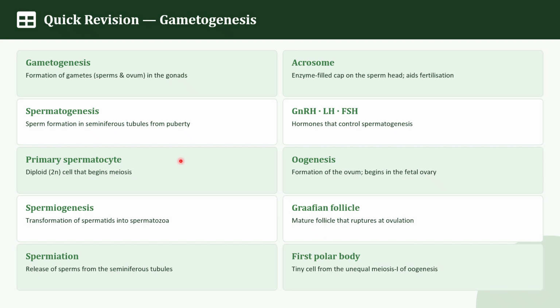So let's see a quick revision of what we saw now. What is gametogenesis? Formation of the gametes. Spermatogenesis, formation of sperms. Spermiogenesis is conversion of spermatids into sperms. Spermiation is release of mature sperms. Acrosome is the enzyme-filled cap helping fertilization. GnRH is the hormone stimulating luteinizing hormone and follicle stimulating hormone release. Oogenesis is formation of ova. Graafian follicle is the mature ovarian follicle, and the first polar body is a small cell formed during unequal division in oogenesis.